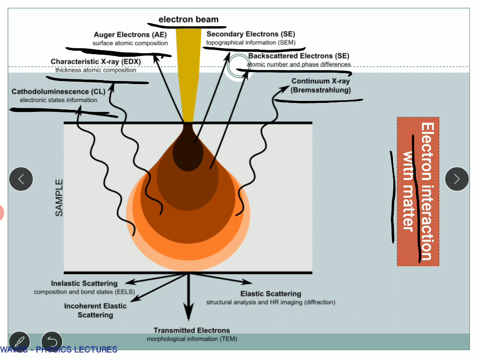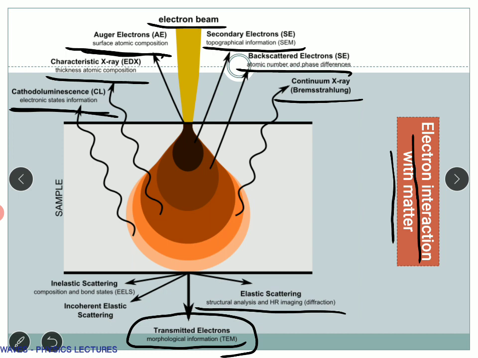There are also some electrons which simply pass through the sample carrying some kind of information, and that is the morphological information which can be obtained using the transmitted electrons, and that is called transmission electron microscopy. We can also use the scattered electrons, and these are called the diffraction electron technique, with which we can again study the structural analysis. And we can obtain a high resolution image using this scattered electron.